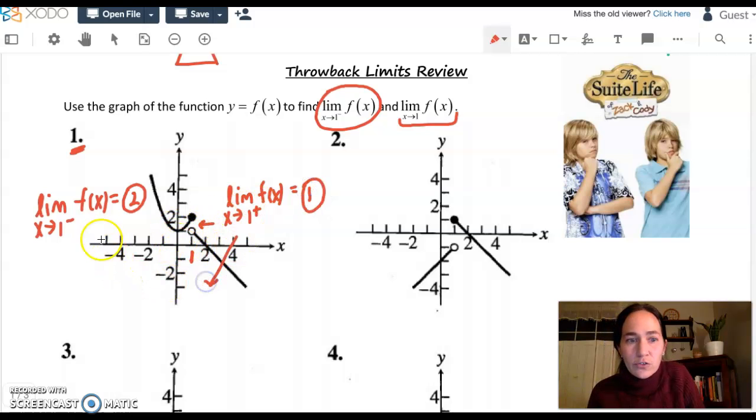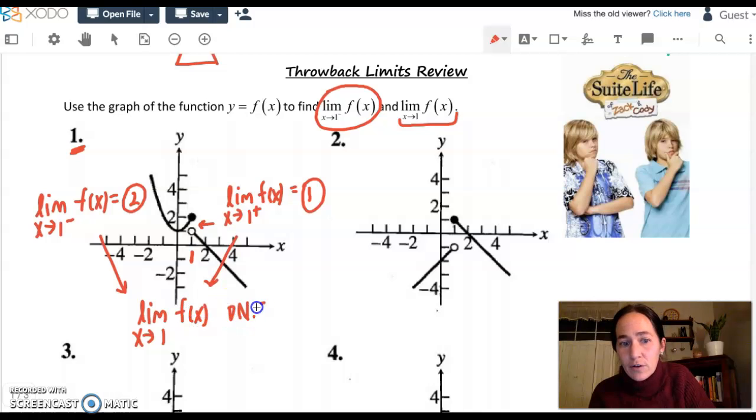Here's a case where the two one-sided limits do not agree. That means if someone's asking us for the limit as x approaches 1 from both sides, we can't give them any answer. We're going to say it does not exist. There's a jump discontinuity at that spot.